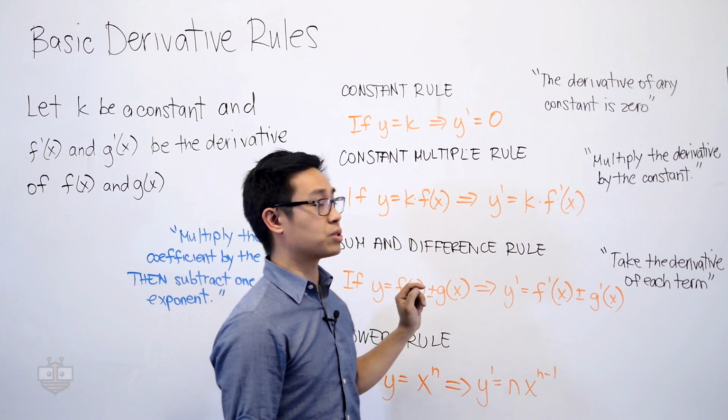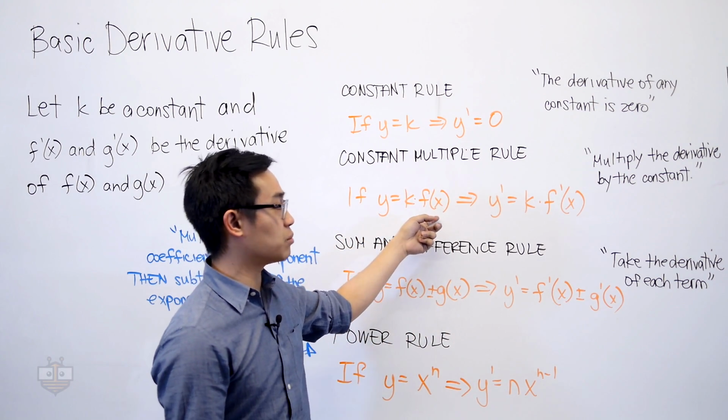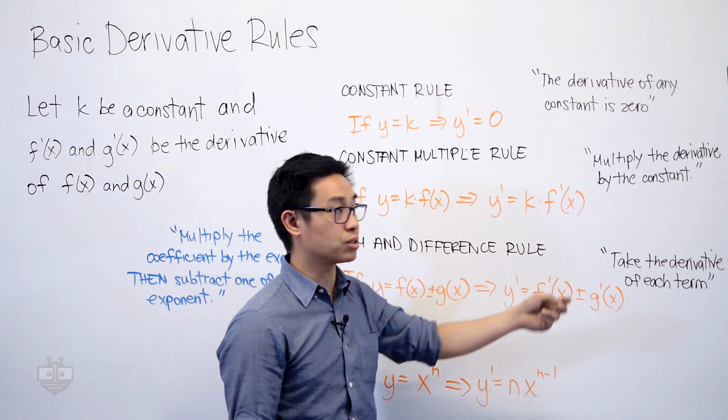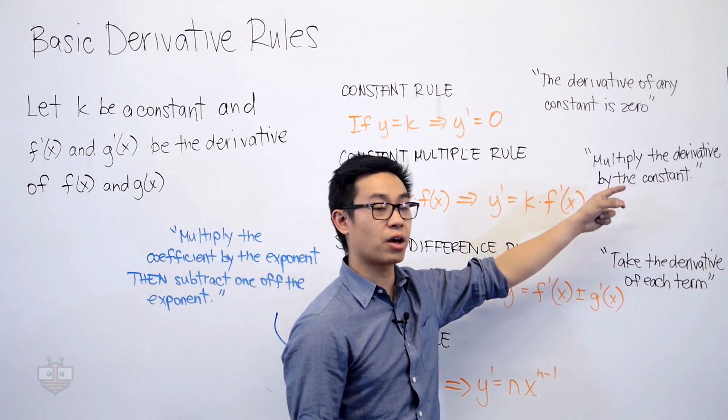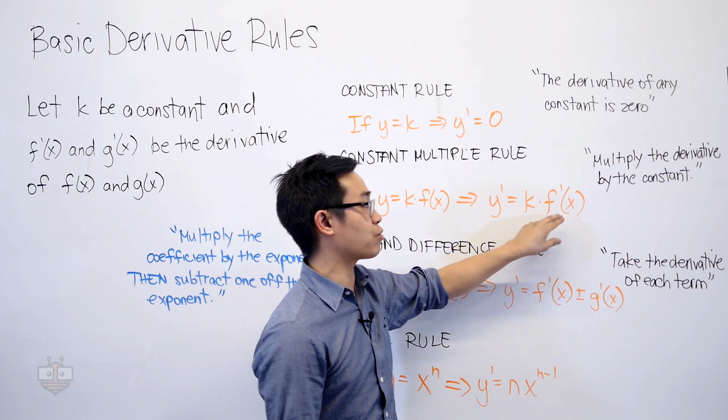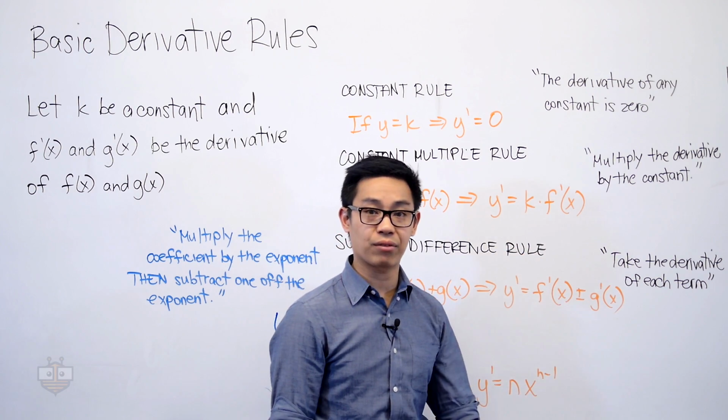The constant multiple rule says that if y is equal to k times your function, y prime is k times the derivative of that function. Basically, just multiply the derivative by the constant that's out front. So you can ignore the k, take the derivative here, and just multiply by the k after.